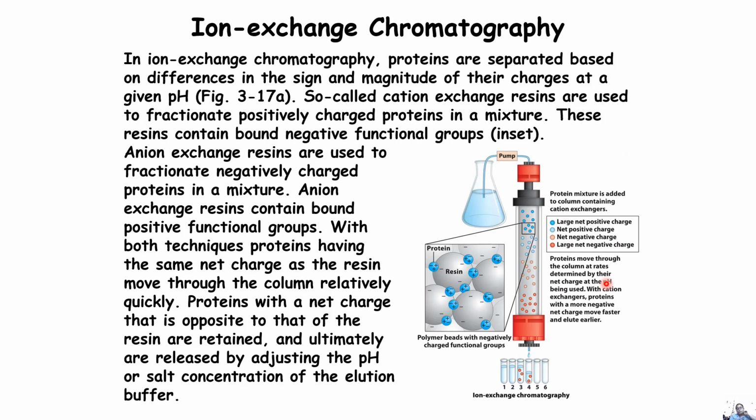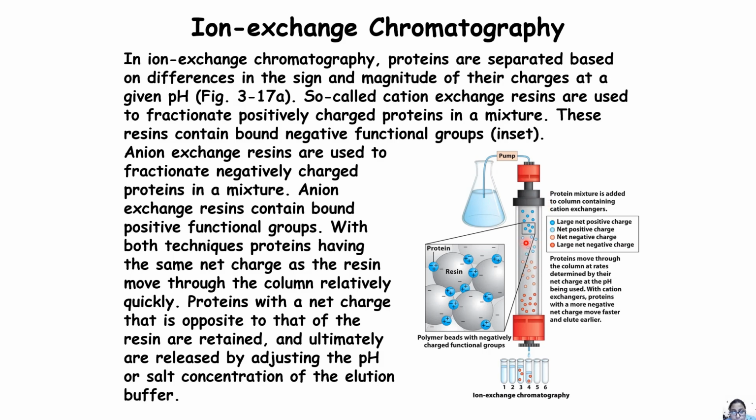Okay. So what happens in ion exchange chromatography? In ion exchange chromatography, proteins are separated basically based on differences in the sign and magnitude of their charges at a given pH. Okay, so so-called cation exchange resins are used to fractionate positively charged proteins in a mixture, and these resins contain bound negative functional groups, as you can see over here.